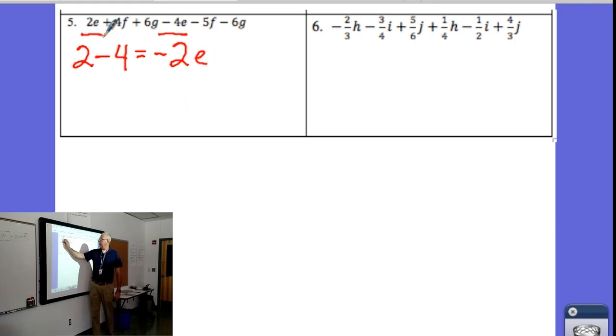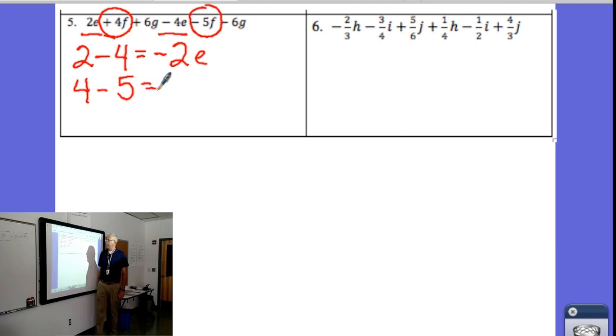Next one, positive 4f and negative 5f. 4f minus 5f. So I have 4 minus 5, it's negative 1. Negative 1 what? 1f. Should I put the 1 in there? Just leave it like that, negative f. Okay?